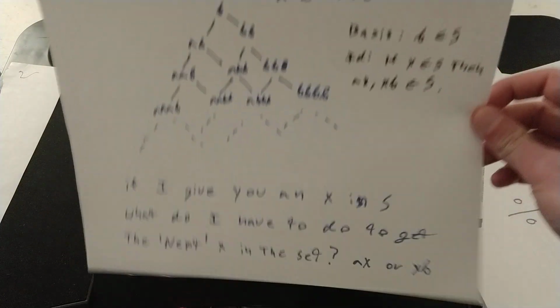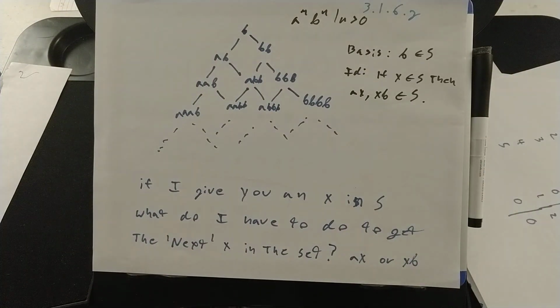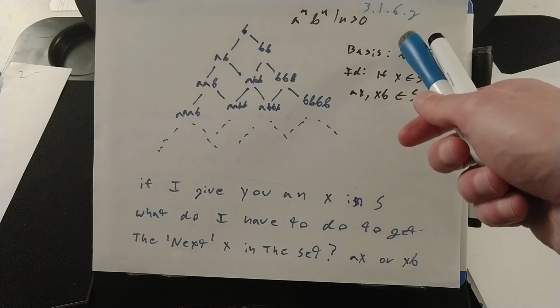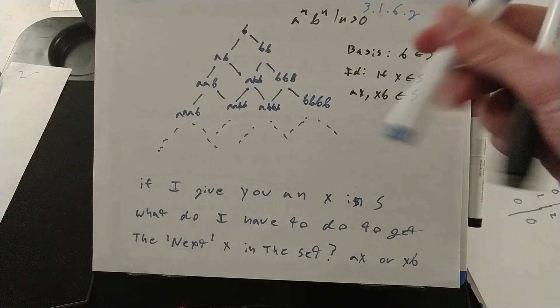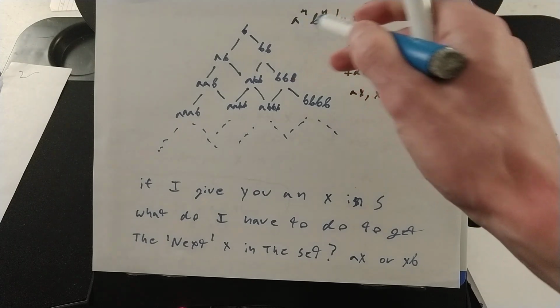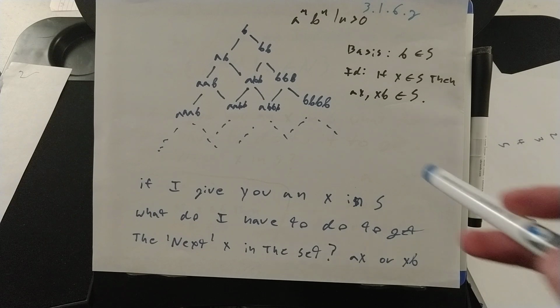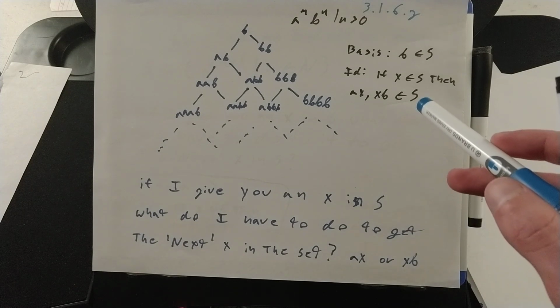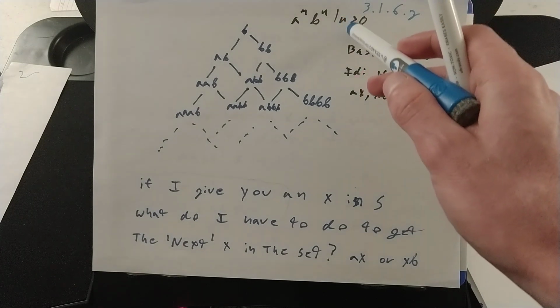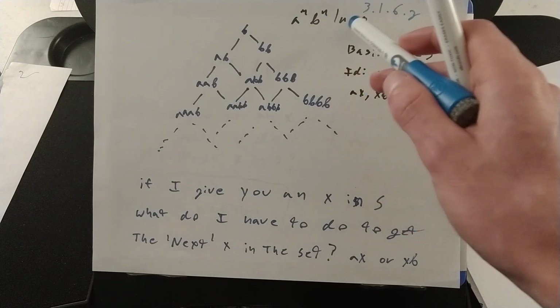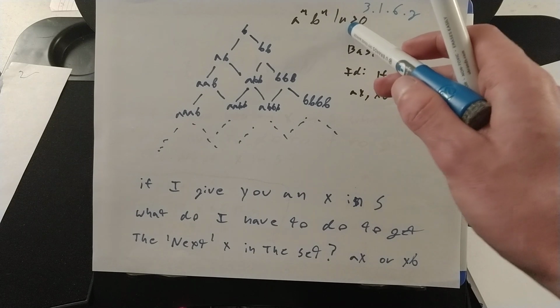But the tricky part is an induction may not be linear. It may be binary or worse. This is problem 3.1.6g, and this is a to the m, b to the n. I think this is actually one I talked about in class one time. Where n is greater than 0. So m can be 0, but n has to be at least 1.